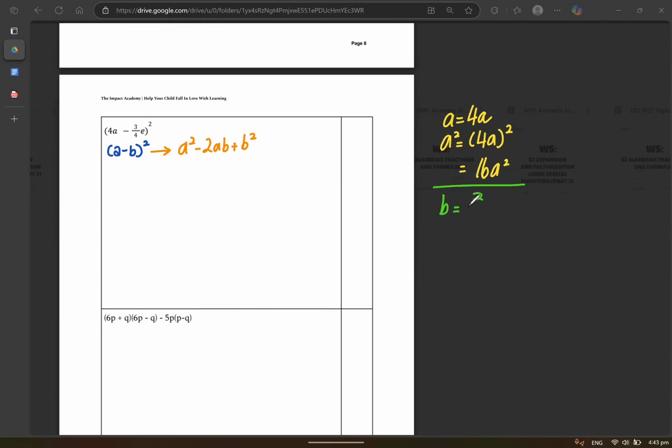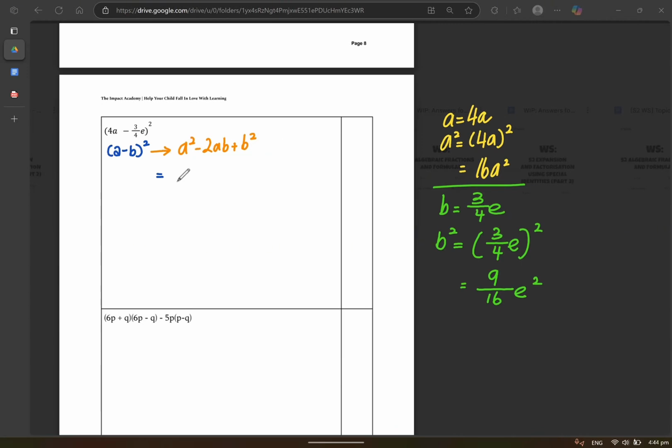B is 3 over 4e. So b squared will become 3 over 4e with a square over here. That becomes 9 over 16e squared. Can you understand? So from here itself, because you want this, we are going to use this as our basis.